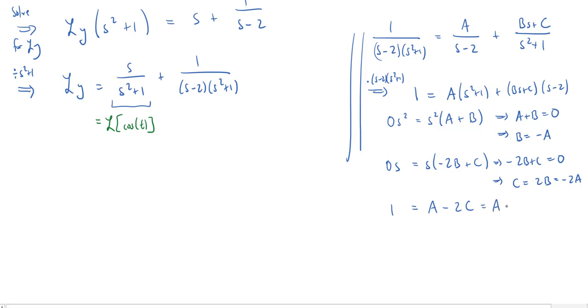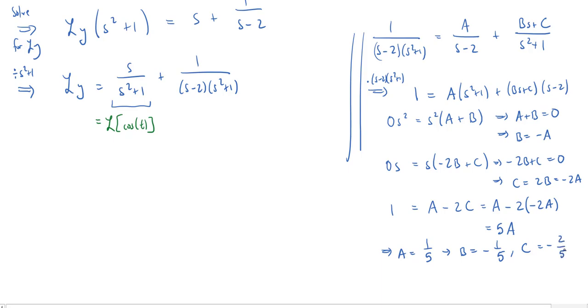So I can rewrite this as a minus twice the negative of 2a. All right, so this becomes minus minus, which is plus. 2 times 2 is 4. A plus 4a is equal to 5a. And so dividing by 5, we get a is equal to 1/5, which tells us that b, which was negative a, is equal to negative 1/5. And c, well, c was negative 2a, so c will equal negative 2/5.